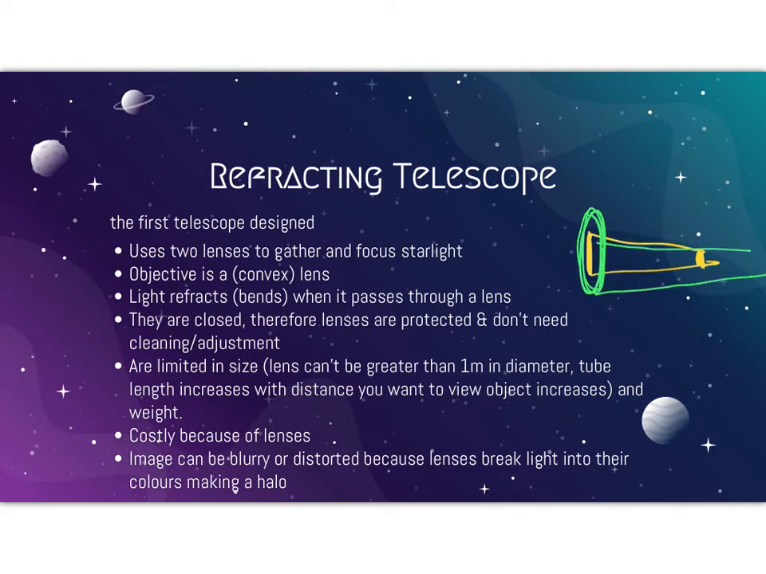The tube length increases with the distance you want to view the object from. So the further away something is, the larger and longer the tube needs to be. These were costly because of creating those lenses, and the image can be blurry or distorted because lenses break light into colors, making a bit of a halo around bright objects.